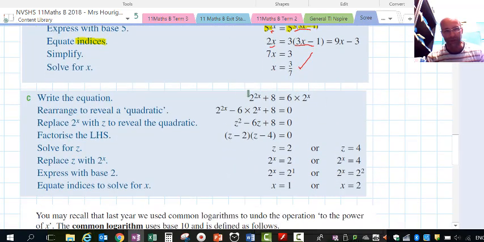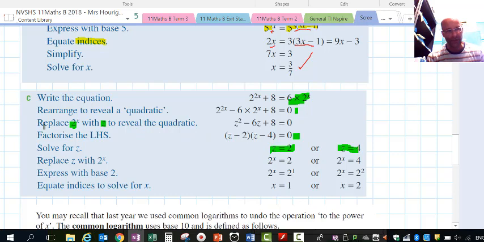Looking now at example C, we have 2 to the 2x plus 8 equals 6 times 2 to the x, and we can rearrange that to find a quadratic. So making the right hand side equal to 0 by subtracting that term there, we get a quadratic because we can replace 2 to the x with a z, and you may need to pause the video to have a closer look at that. Then we have a quadratic which can be factorized. If you couldn't factorize it, you can still use the quadratic formula, and we can find solutions for z.